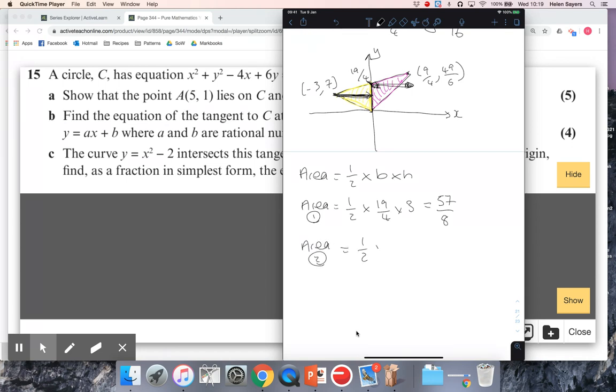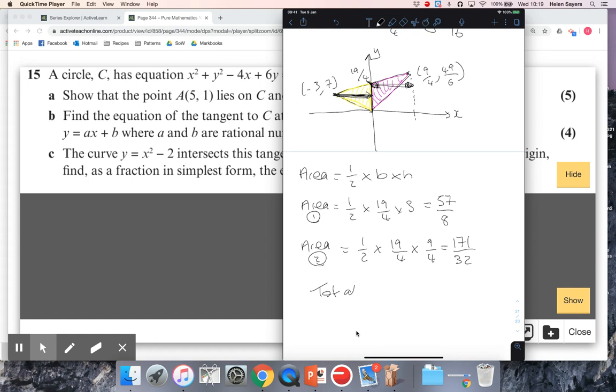So that's going to be half. So the base is still 19 over 4. The height is, I used the wrong coordinate there, the height is the x-coordinate. Yeah, that's the height of the triangle, which is the x-coordinate. So 9 over 4. So 19 over 4 times 9 over 4 times 0.5 is 171 over 32.